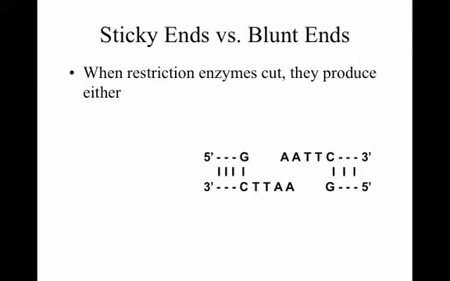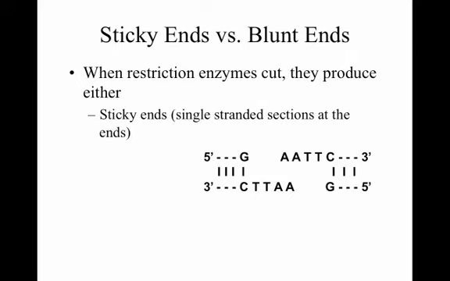When a restriction enzyme cuts, it either produces sticky ends, which means there's going to be a little overhang at the end. That zigzag cut creates little single-stranded sections at the ends. Those we call sticky ends. Or a blunt end would be like the ALU1, which is just a straight chop all the way down.